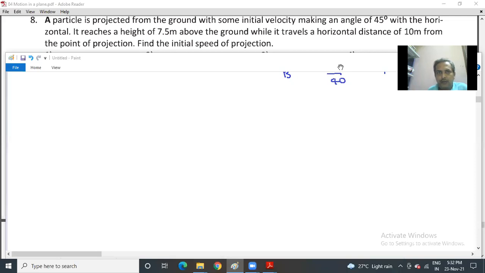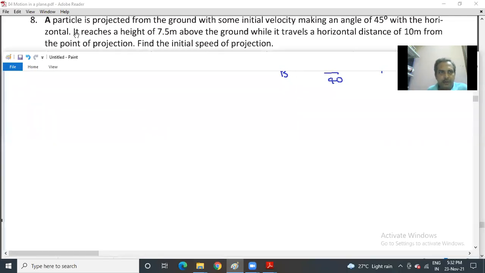Next question. A particle is projected from the ground with some initial velocity, making an angle of 45 degrees with the horizontal. It reaches a height of 7.5 meters above the ground, while it travels a horizontal distance of 10 meters from the point of projection. Find the initial speed of projection.